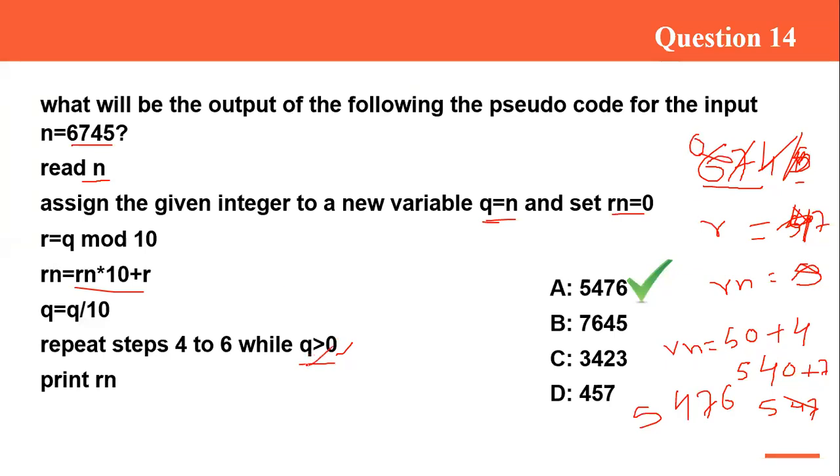0 greater than 0 is false. Stops. What number did we get? 5476. Understood that, dear? 5476 is the result. I hope you got it.